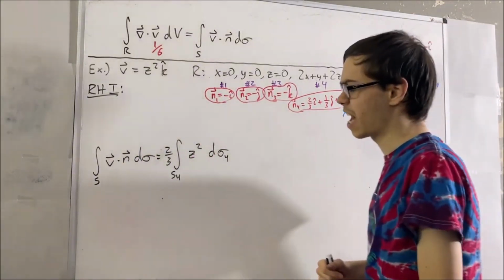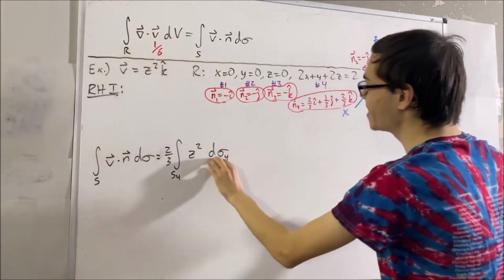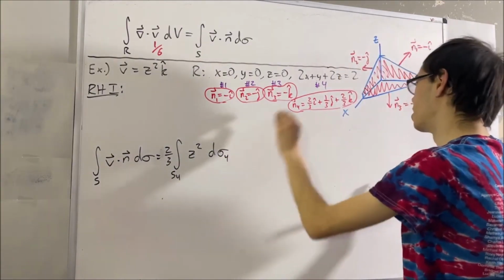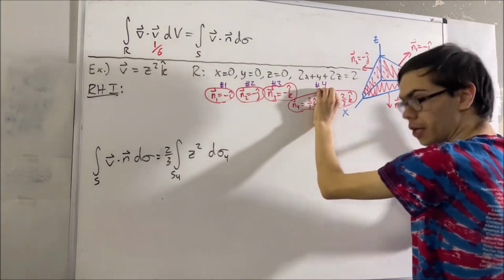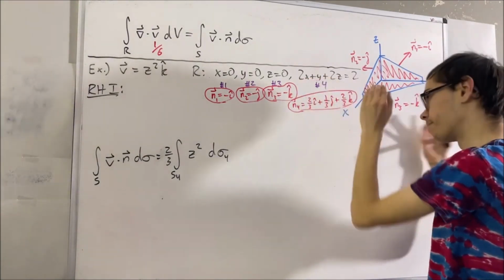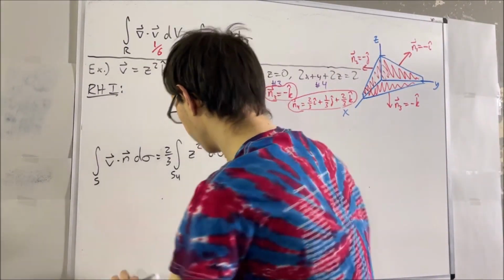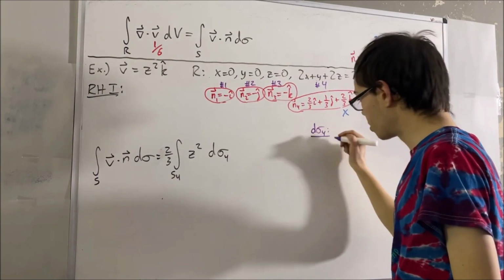One question you might have is, what is d sigma 4? Well, d sigma 4 is a surface element of surface number 4. In other words, it's a surface element of this plane. That's all it is. Now, here's the thing. To determine what this is, there's something you need to remember.